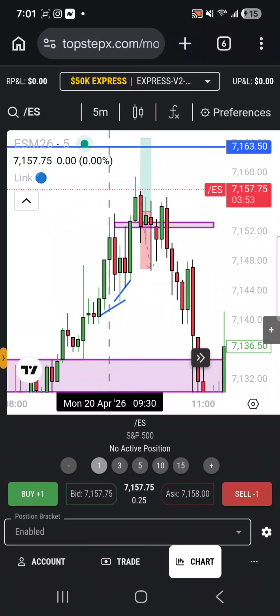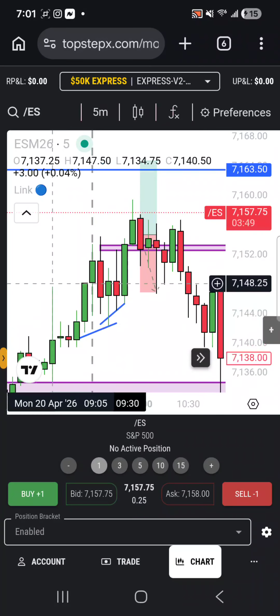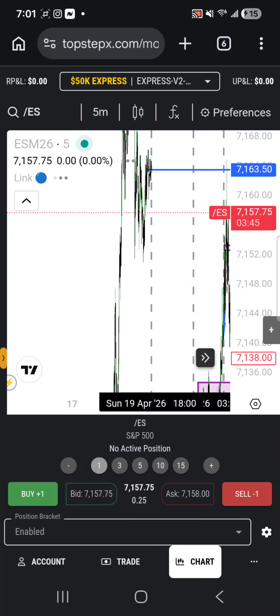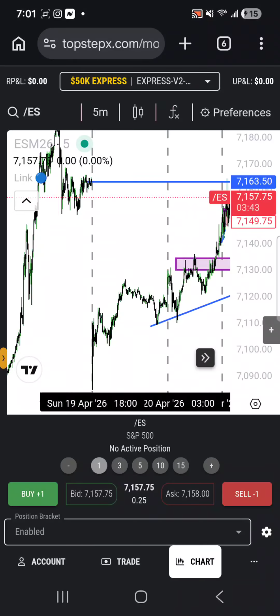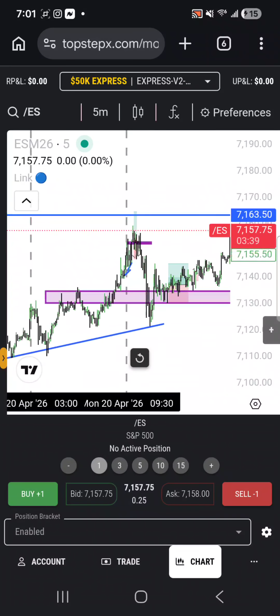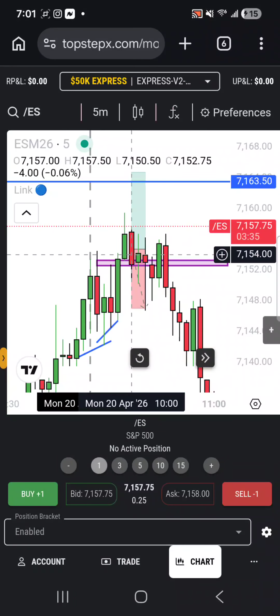We had this gap. Up here was the end of the gap that we created this morning. So that was it right there, and that was kind of my target for the day. That's why I entered this trade right here, because I was confident that it was going to go higher.